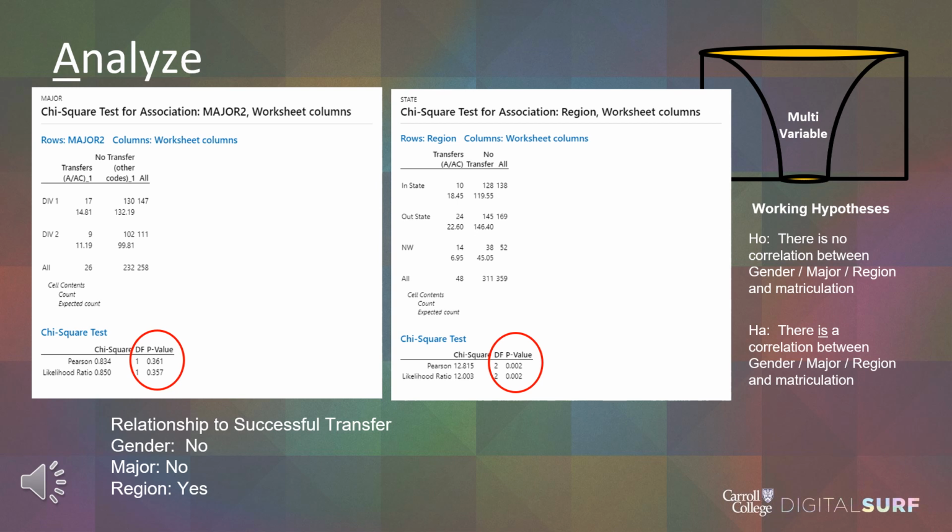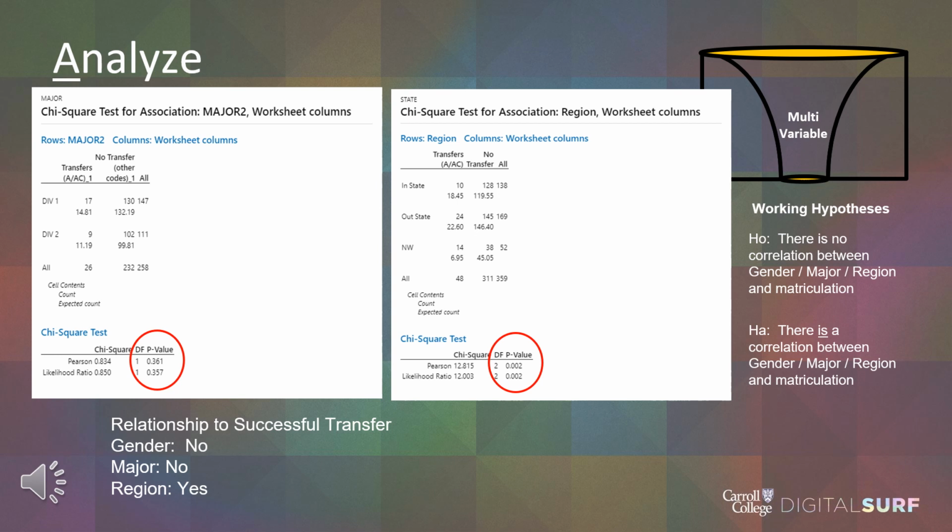Now, what we need to look at in this chi-squared test is actually the p-value, which you can find towards the bottom. Now, if the p-value is low, and a low p-value is any p-value that is lower than 0.05, then the null hypothesis must be rejected.